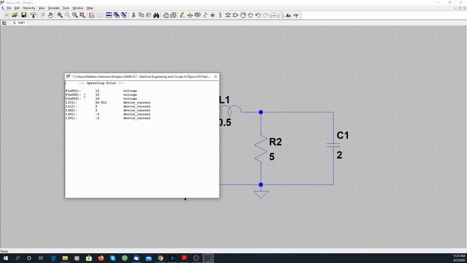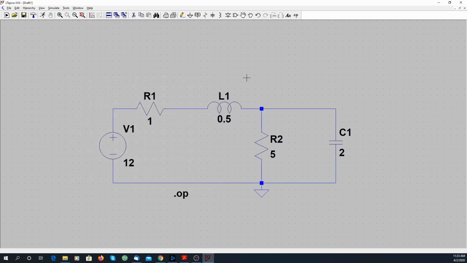Now I see that my voltage drop over my capacitor is exactly 10, which is what we got before, and my current through my inductor is 2 amps, which exactly matches our calculations. So this is how you can check the initial conditions. The significantly more difficult part is matching your calculations for the transient analysis.